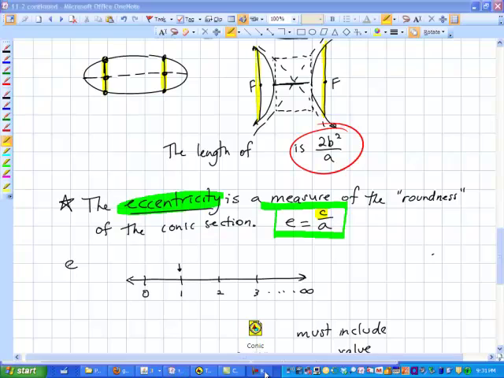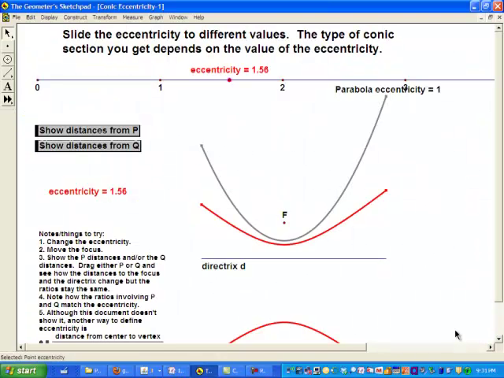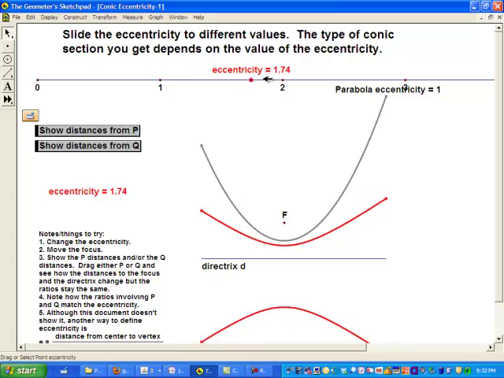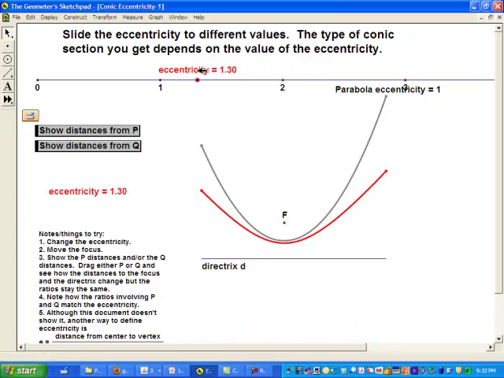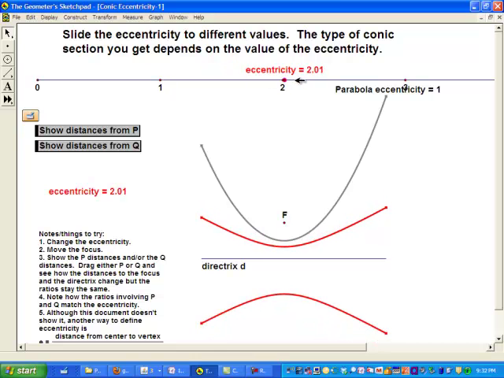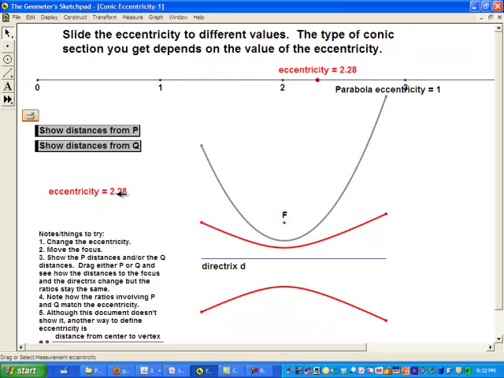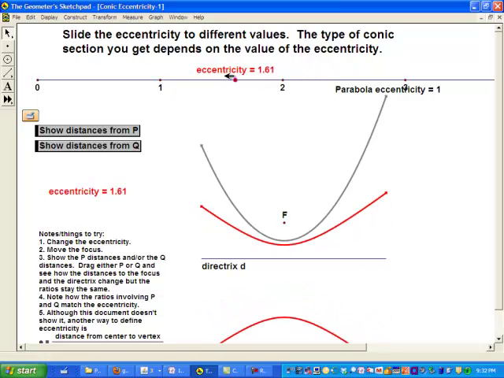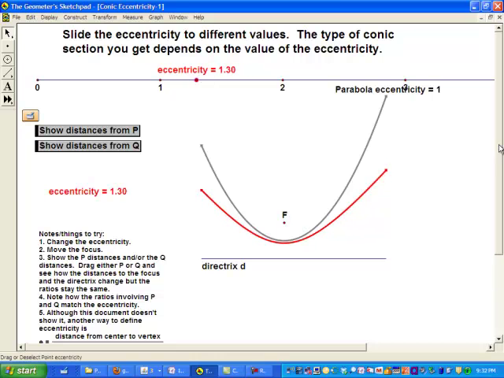Alright, so I'm going to pull up a little demo here to try to illustrate. Okay, here's the demo. You'll notice that I've got this slider right here, where the eccentricity is 1.56. And so the red line is what we get when the eccentricity is 1.56. And you'll notice as I pull this back and forth, you can see the red lines changing because that's a hyperbola. Okay, so when the eccentricity is 2.28, we get this kind of hyperbola shape.